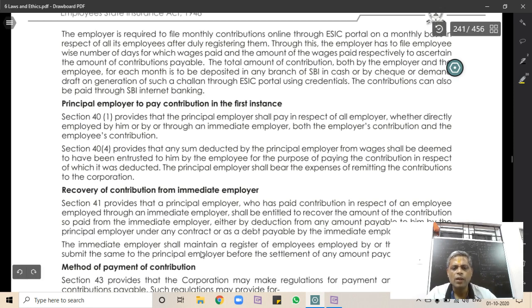So the immediate employer shall maintain a register of employees employed by or through him and submit the same to the principal employer before the settlement of any amount payable by him, because the principal employer should not incorrectly deduct, right? So there should be a reconciliation between the principal employer and the immediate employer on this sum paid. For that, the immediate employer has to maintain the register of employees who have been deputed to the principal employer, and submit the same before the settlement of any amount payable by him.